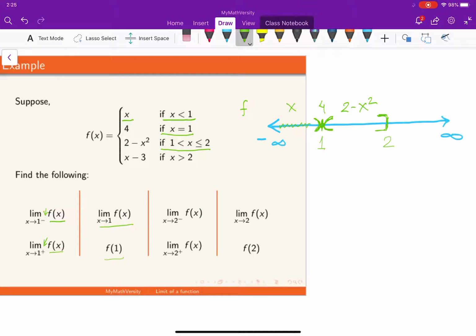I'm just copying whatever rule we have been given. I like to visualize this kind of summary on the real line, so it will be very helpful later on to evaluate the limit. So when x is greater than 2, then the function is defined by x minus 3. Since it is not equal, I was using parentheses on the other side. So this is how the function is given.